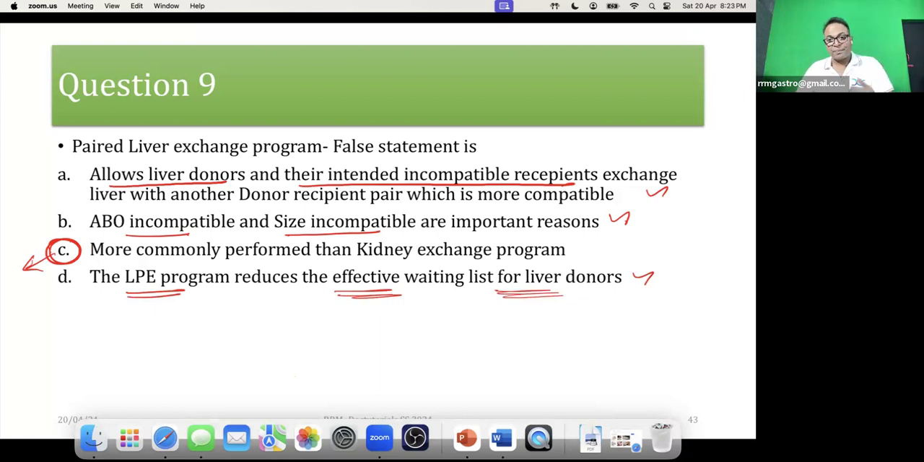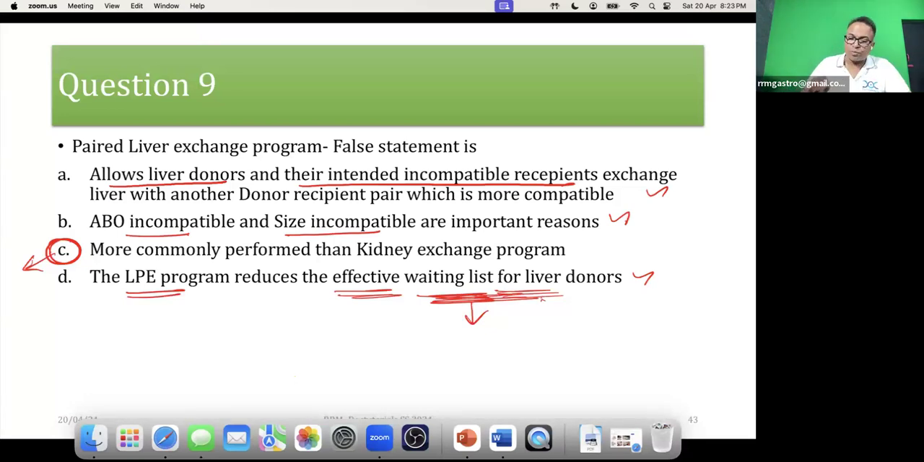It is going to reduce the effective waiting list of the liver donors. This waiting list for liver donors is not from a dead pool. This is done in live donors only. In live donors also, there will be a waiting list, because that organ is not suitable, so we'll be waiting. So that will be reduced by this program.